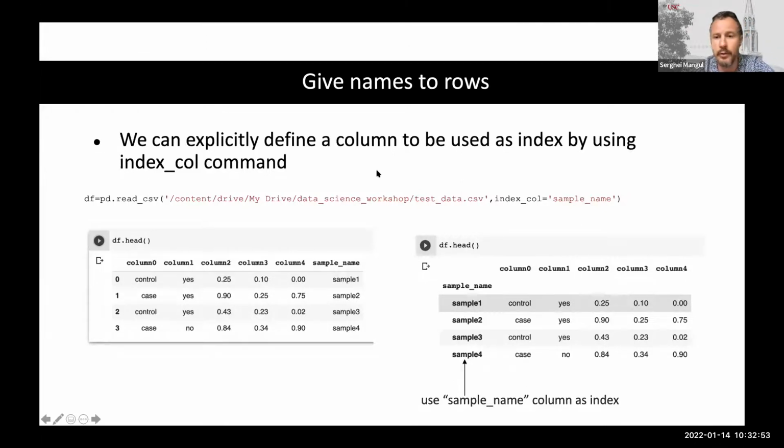So what we should do, actually, if we want something to be indexed, in other words, if we would like the rows to have names, then we should do that when we read the file, right? So in this case, we say index column, index column to be whatever the name of the column is.